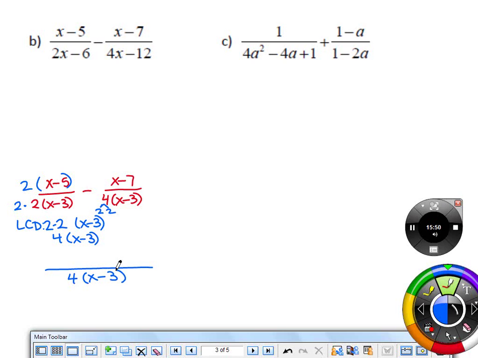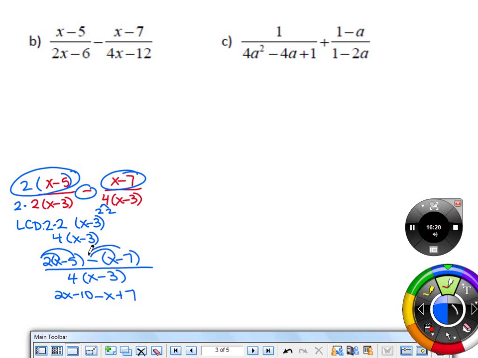So they can be made into one fraction. But again, this one fraction has all this work. So think about what that means. You have 2 times x minus 5, and you're subtracting this entire thing, which means it should be in parentheses after that. Okay? So in the numerator, we're going to have 2x minus 10 when we distribute the 2. And then we're going to have negative x plus 7 when we distribute this. Our denominator hasn't changed.